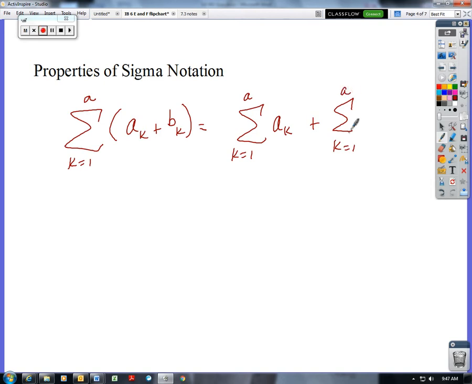One to A, so that notation stays the same. B sub K. I was going to say that's odd that these are A's. I think it's supposed to be N's. So that was just a little strange.